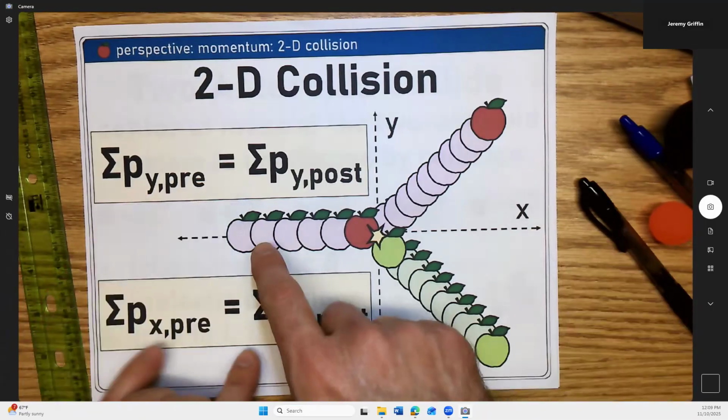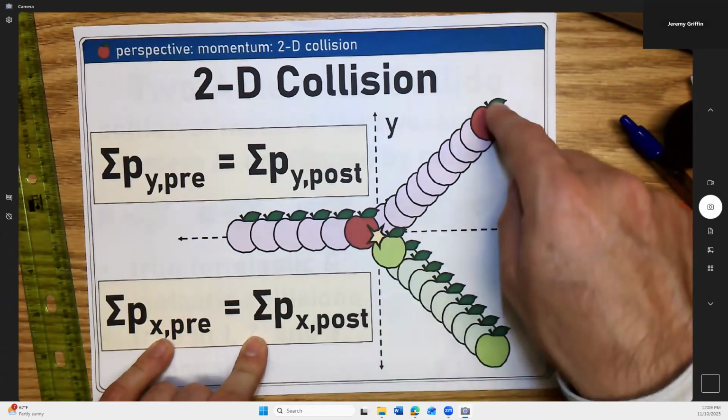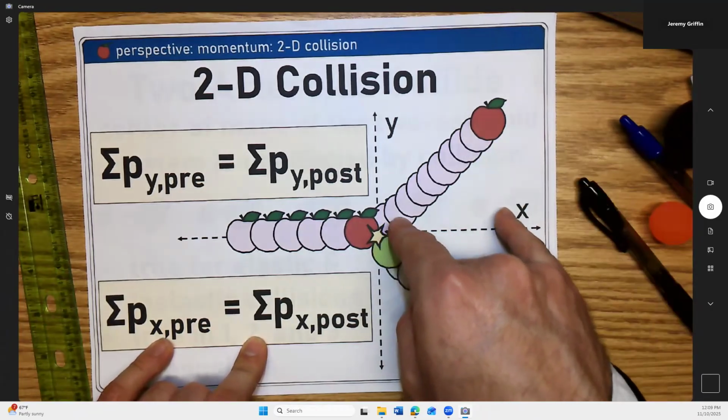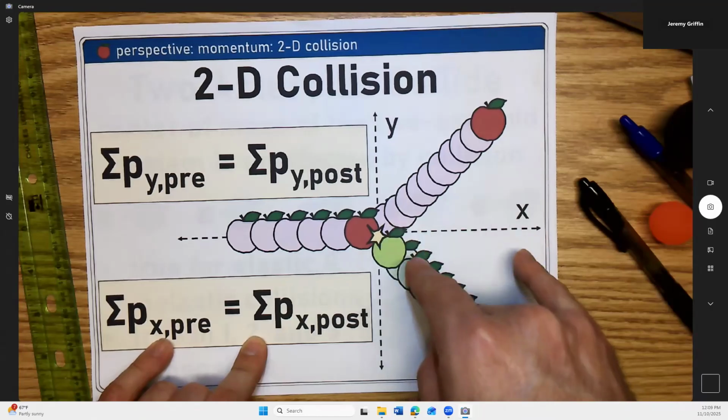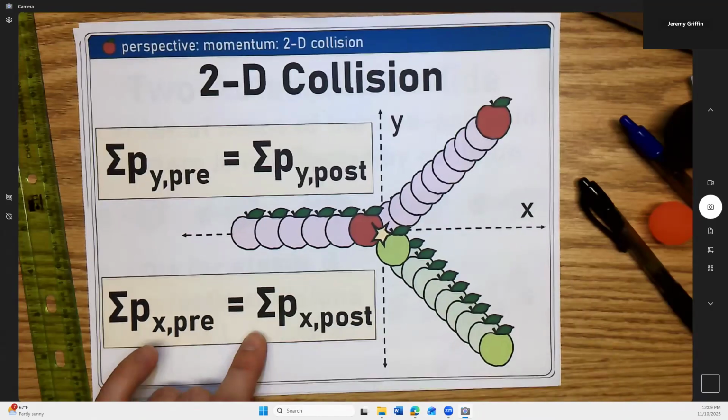Okay. Along the x-axis, this came in with some mv to the right. Now, if I break these down into components, because these are vector values, the momentum, does this red one have an mv to the right plus this green mv to the right? Does that add up to the original mv? Has to. That's this condition.